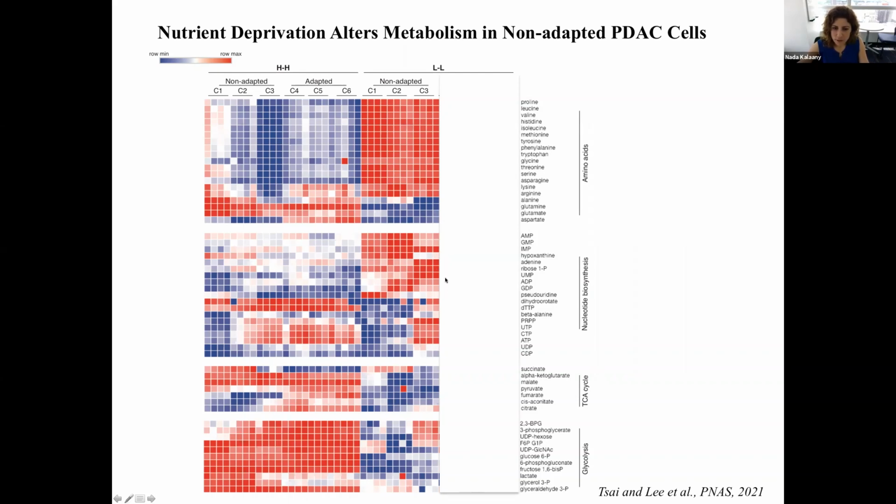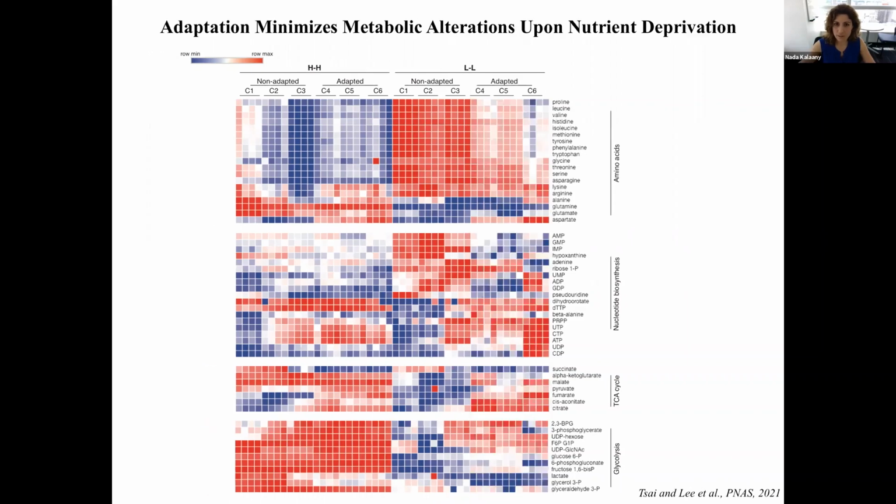And then what we see over here is an accumulation of mono and dinucleotides and their precursors, suggesting that perhaps there is lower DNA synthesis. And there's a decrease in the metabolites from the TCA cycle and from glycolysis. If we look now at adapted clones, however, under low conditions, they look so much closer to the clones that were treated with high conditions. So it's like this phenotype of the non-adapted clones under low conditions, the metabolic shock, I would say, for these cells is suppressed or mitigated upon adaptation.